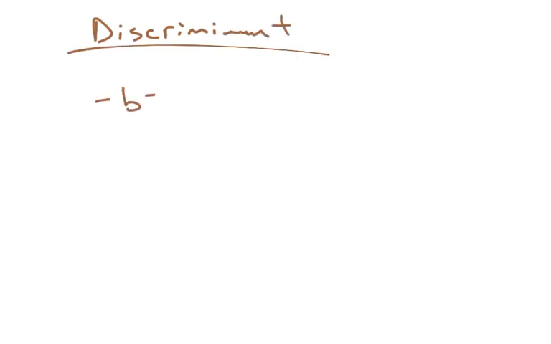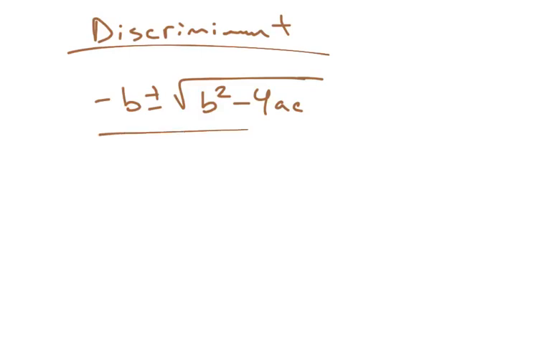The discriminant is the inside portion. You can hear me pausing because I'm going negative b plus or minus square root b squared minus 4ac. But this portion right here, the radicand inside the quadratic formula, this is the discriminant. This is what the discriminant is.